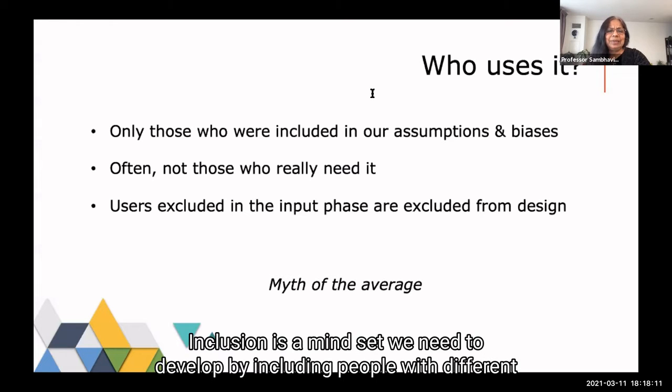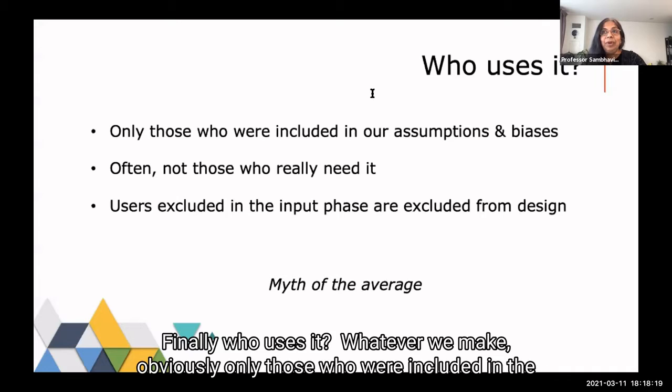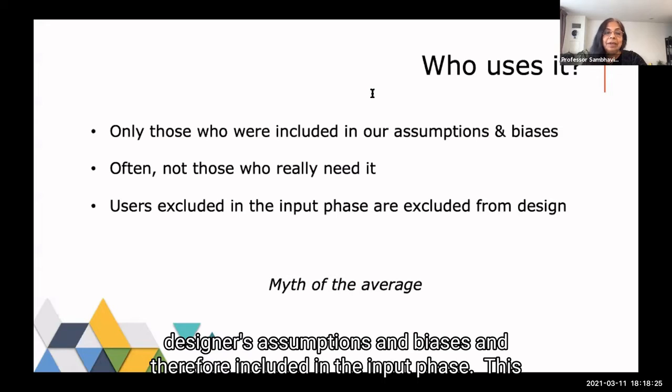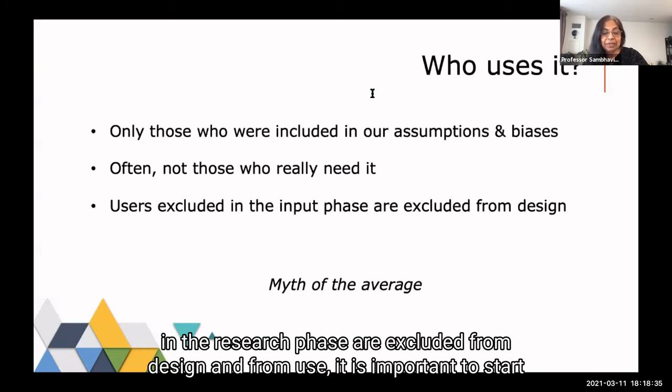Finally, who uses it? Whatever we make, obviously, only those who were included in the designer's assumptions and biases, and therefore included in the input phase. These may not be users who actually need the product or service. Users who are excluded in the research phase are excluded from design and from use. It is important to start inclusion at the input gathering phase.